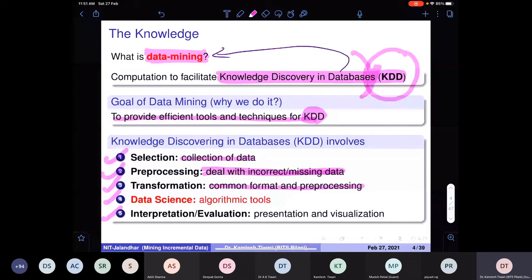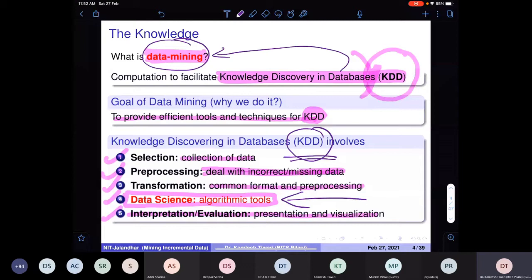Then the fourth and main step, the data mining step, says that you are going to develop algorithmic tools that can help you discover this particular knowledge from the data. And after that, you have to do the interpretation and evaluation of how good we are. You do the visualization and presentation to understand how good whatever you have learned is. So this is what the task of data mining is. When we do data mining, our task is to do knowledge discovery in the databases, and it involves five tasks. Out of them, only one part is this particular thing called data mining.